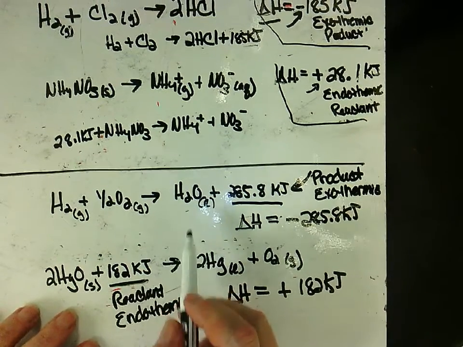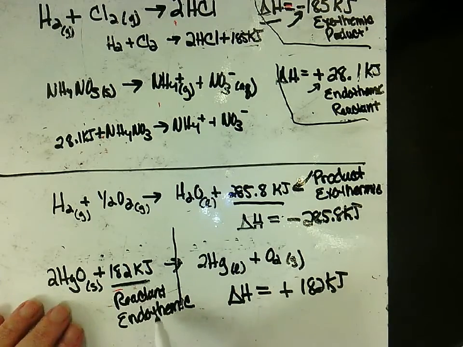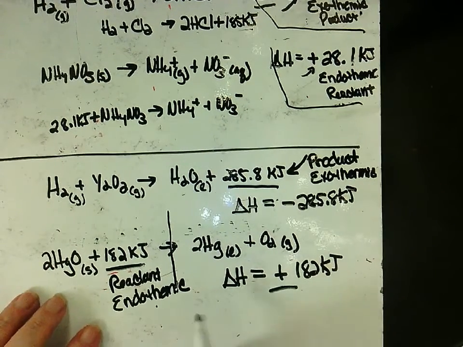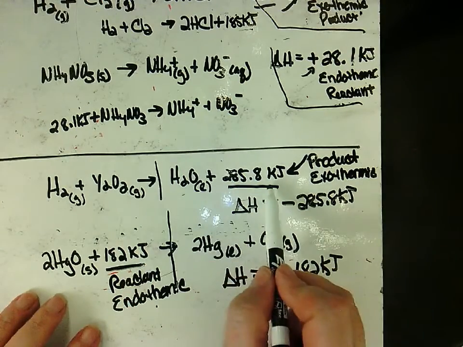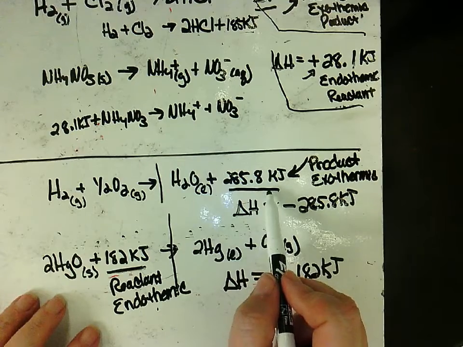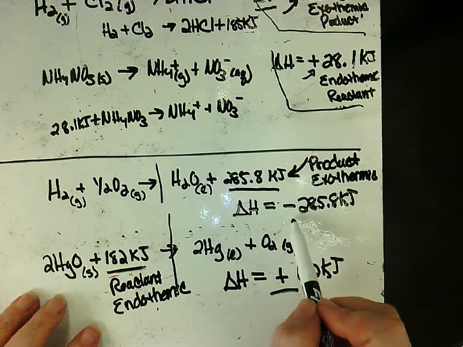So if it is on the reactant side, anywhere on the reactant side, it's an endothermic reaction, and it is a positive 182 kilojoules. If it is on the product side, that means energy is coming off of the reaction and it's exothermic and our delta H is negative.